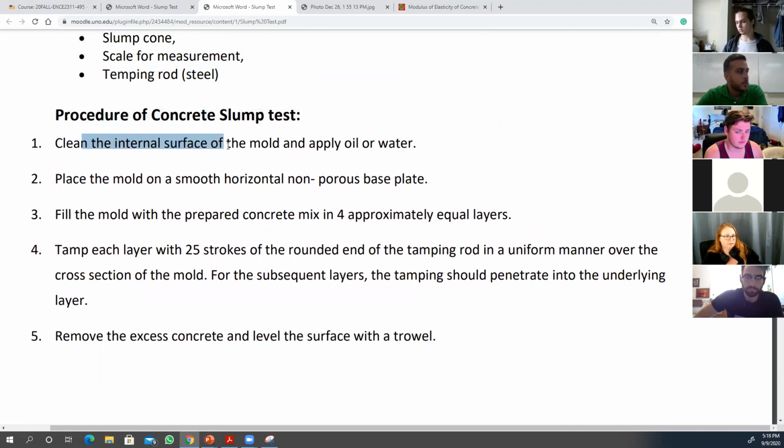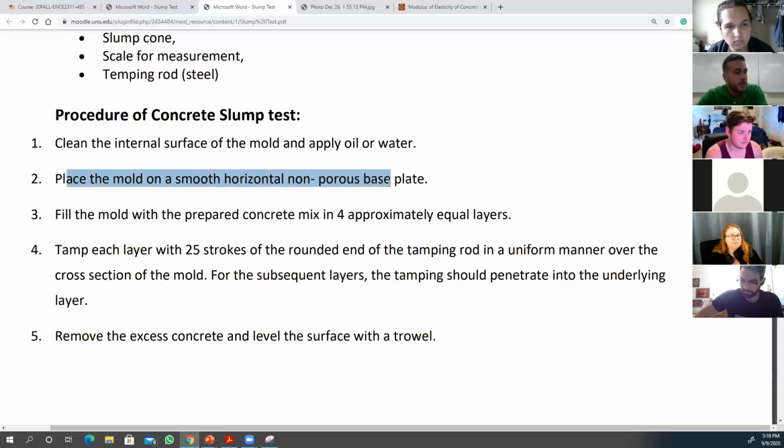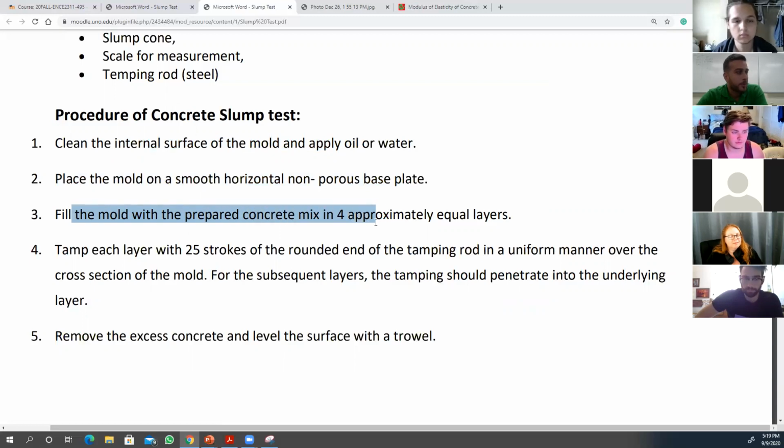Clean the internal surface of the mold and apply oil or water. Since oil is expensive, I go with water. Place the mold on a smooth, horizontal, non-porous base, because I don't want to lose any water from the concrete. Fill the mold with prepared concrete mixed in 4 approximately equal layers. If you make 4 or 5 layers, it's more accurate. If you do 3, it's enough by ACI.